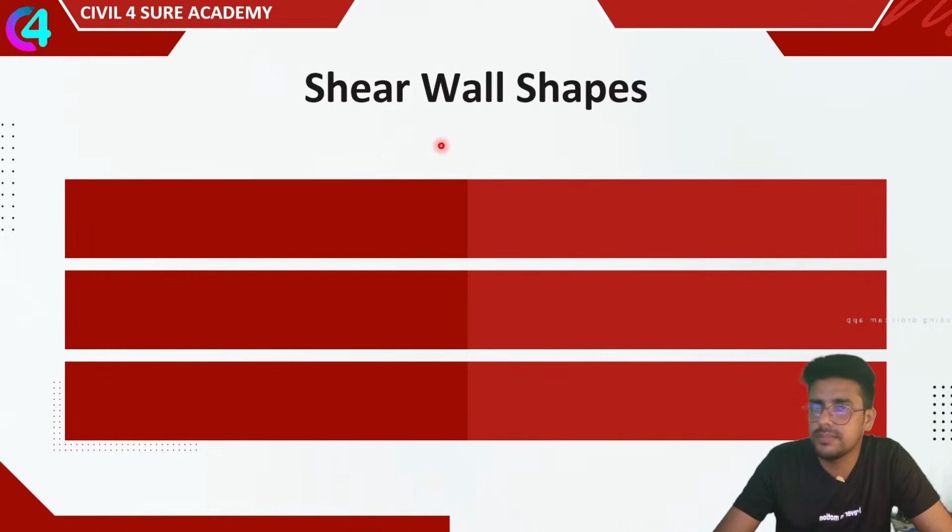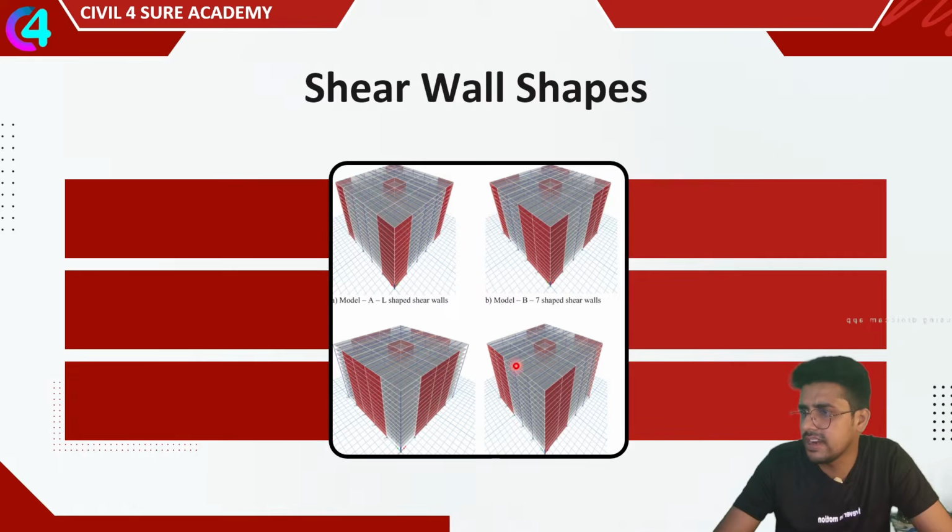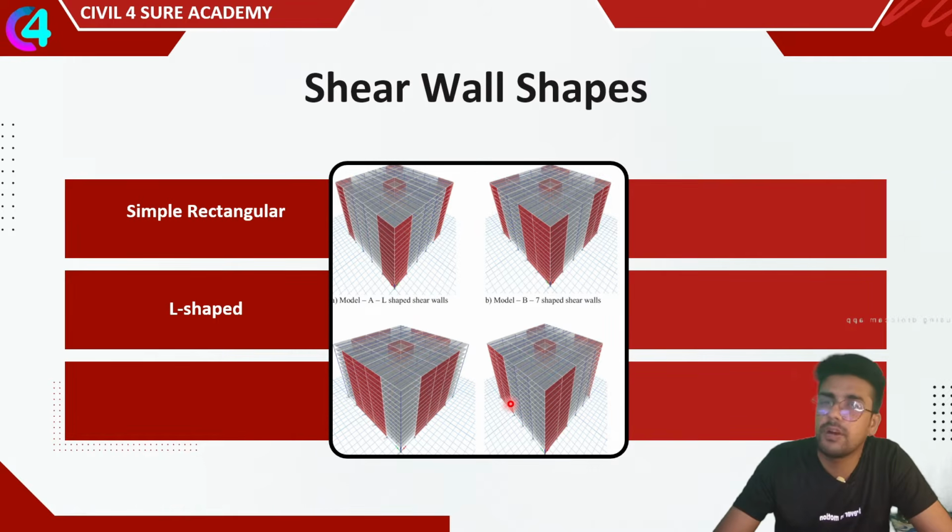Now let's talk about the shapes. What are the basic shapes of the shear wall? You can see there are photos in front of you of shear walls from a research paper. This can be a simple rectangle or a square. You can see at the center we have a square rectangular wall. It is colored in red. The screenshots are from ETABS actually.